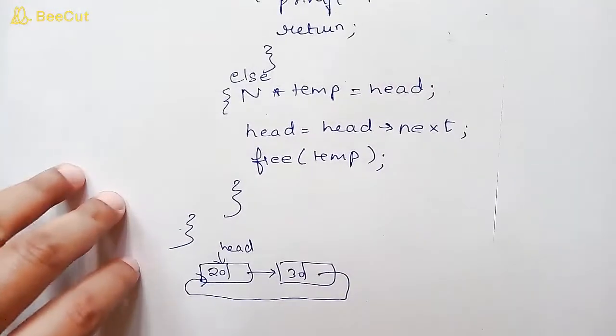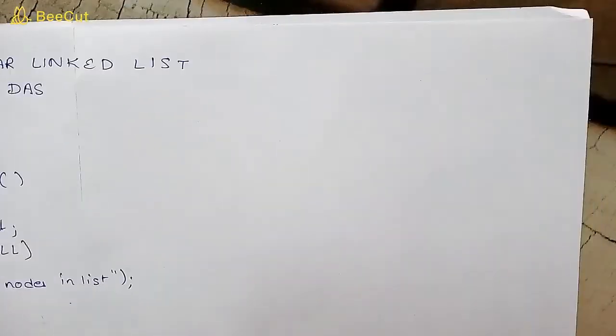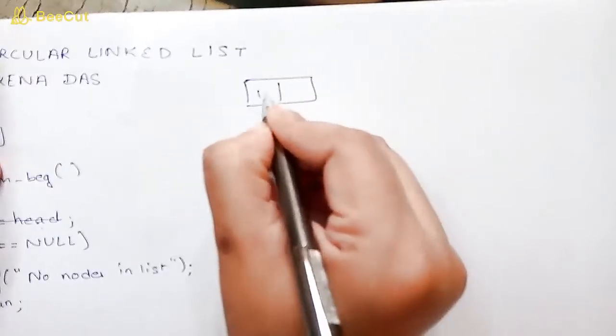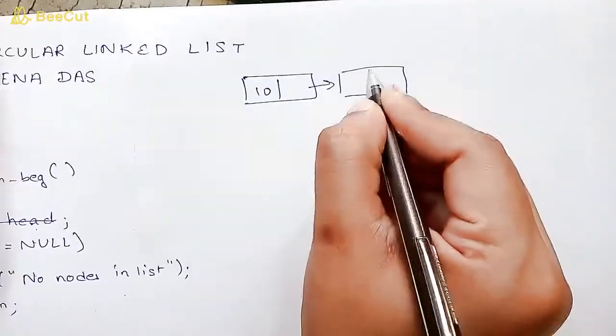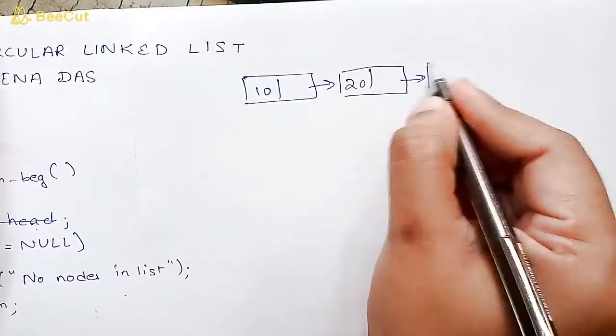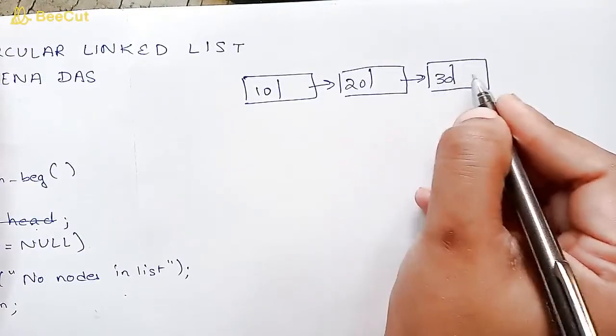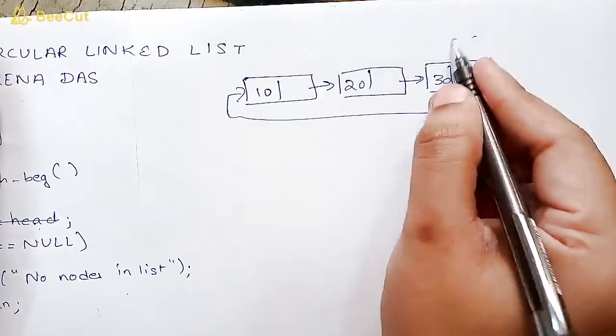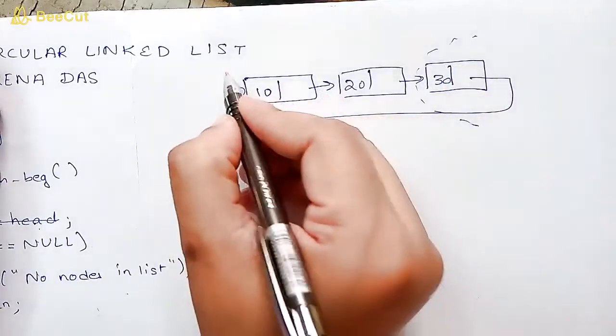Now we'll discuss, if I want to delete from the end, then what will be the code. In case I'm having, again I'll take the same example, three nodes, and I want to delete from the end. I want to delete this node. Then what all do I need to do?